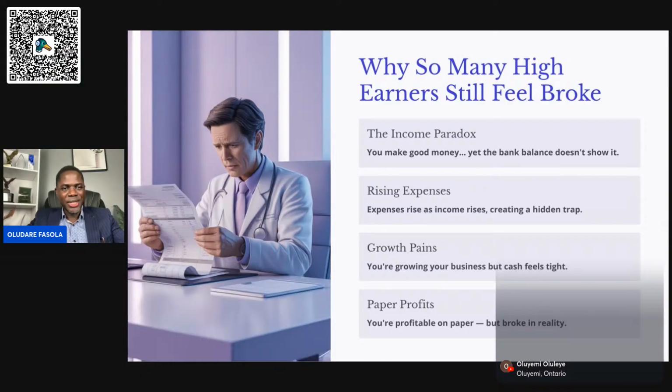between profit and cash flow. You might be profitable, but you're still struggling with cash flow, so you don't have money to meet some expected obligations. So number one: you make money, yet the bank balance doesn't show it.